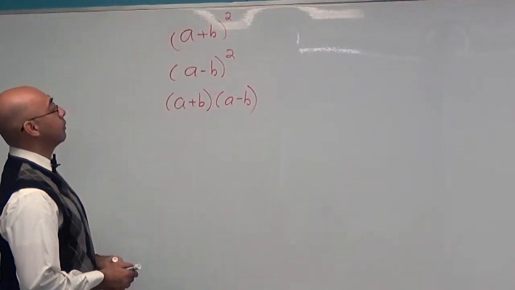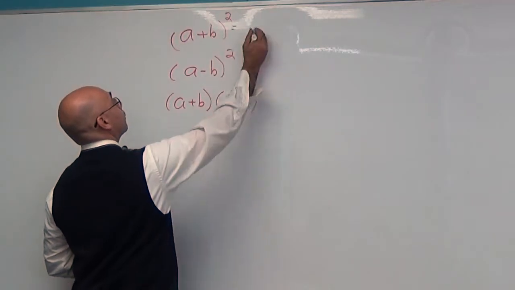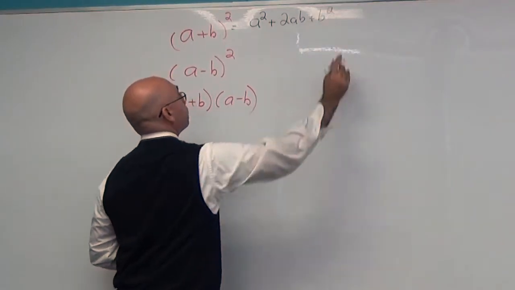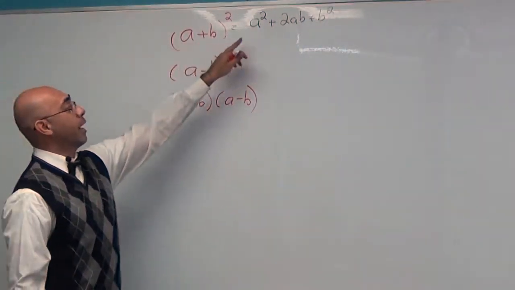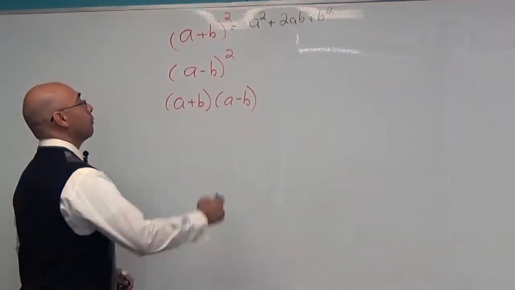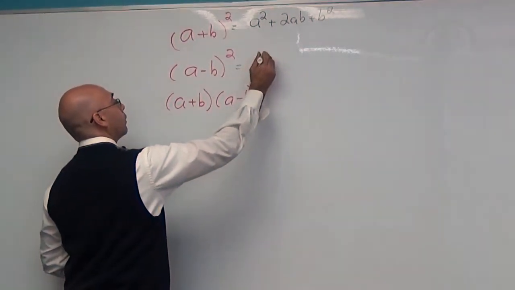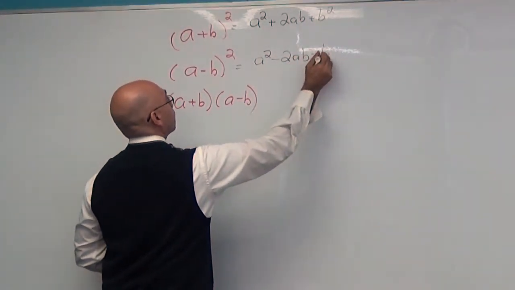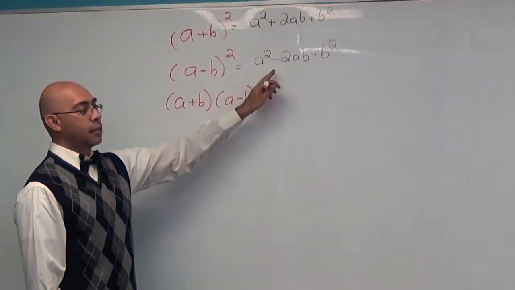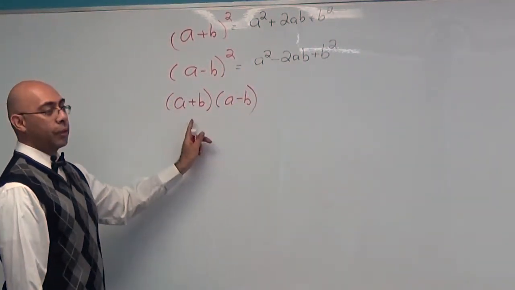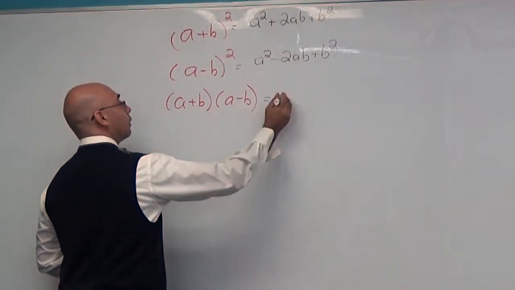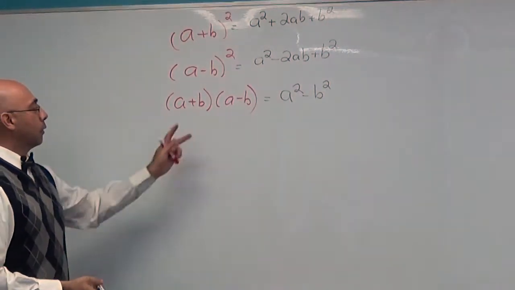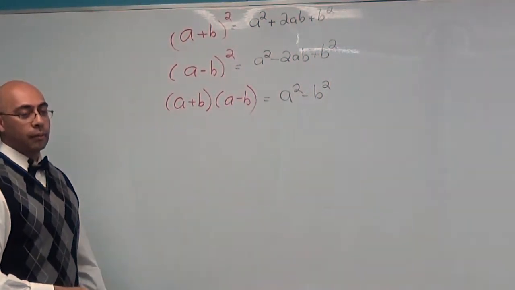To do this one, so this and this mean the exact same thing. For the second guy, these two mean the exact same thing. And for this guy here, which is very nice, is just this. This means the exact same thing as this.